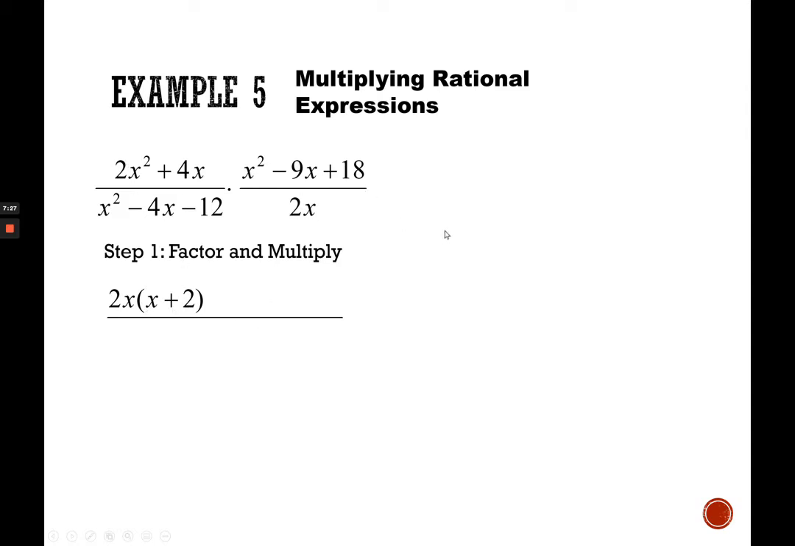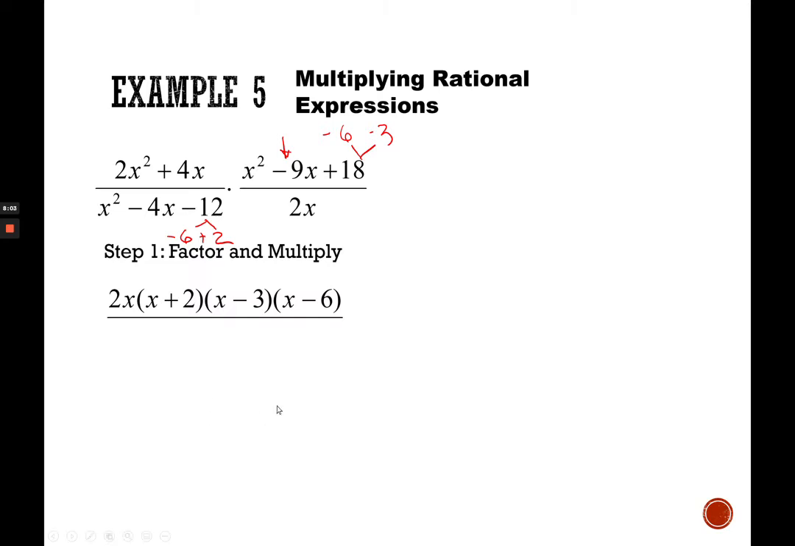Here, the factors we need on the second numerator are actually 9 and 2. No, it's actually 6 and 3. Since 9 is negative, it means both are negative. Anyway, negative 6 times negative 3 is positive 18. Next, here we need the factors 6 and 2. Since 12 is negative, 6 should be negative, so that when you add, you get a negative 4.